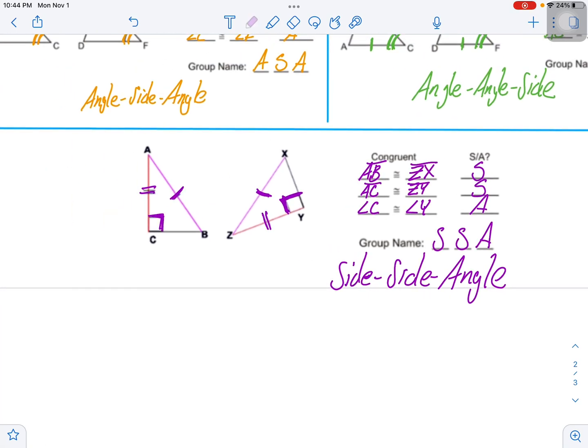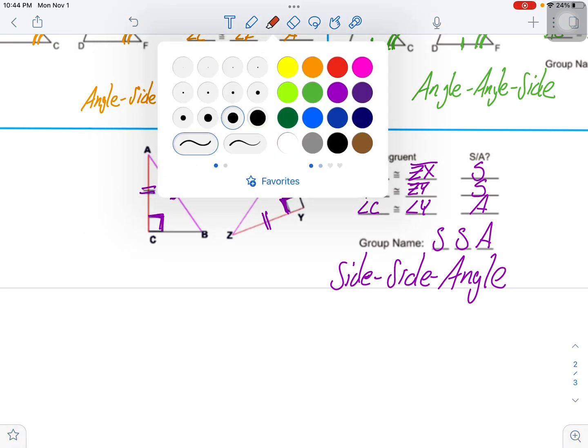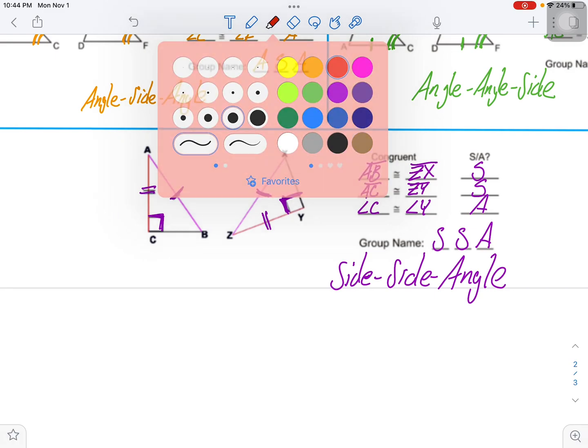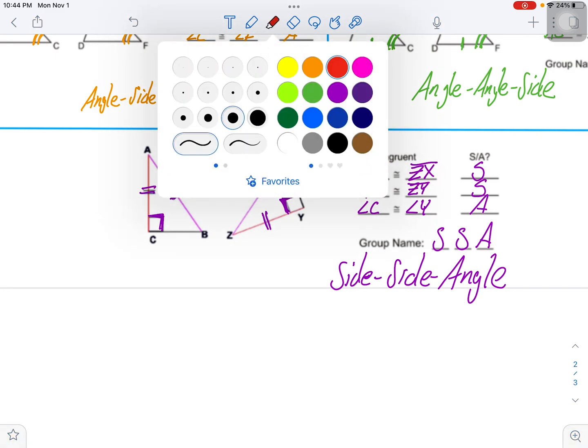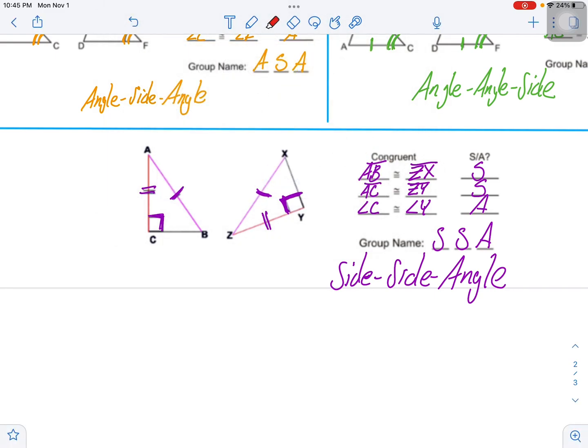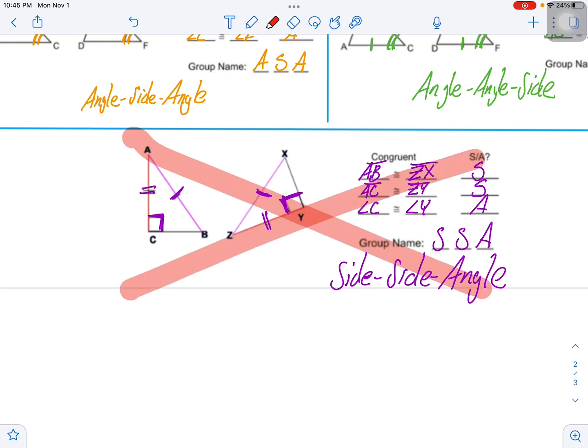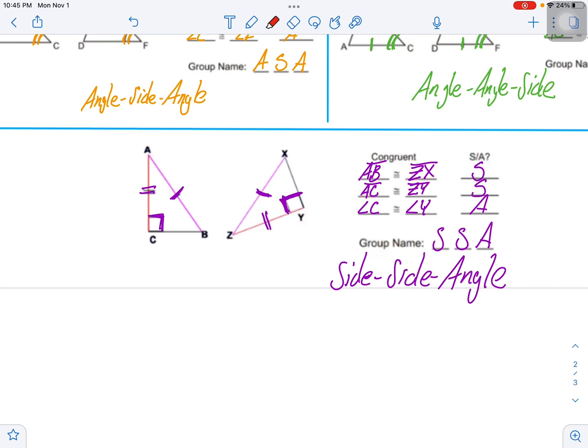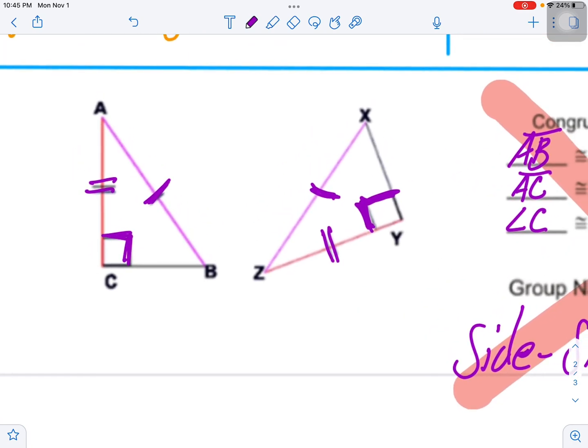Now, there's a huge problem here, kiddos. This does not work. Side, side, angle is not enough information for us to determine congruence. Actually, let me go back. This does not work. Now, what does work, kiddos, is, check it out.